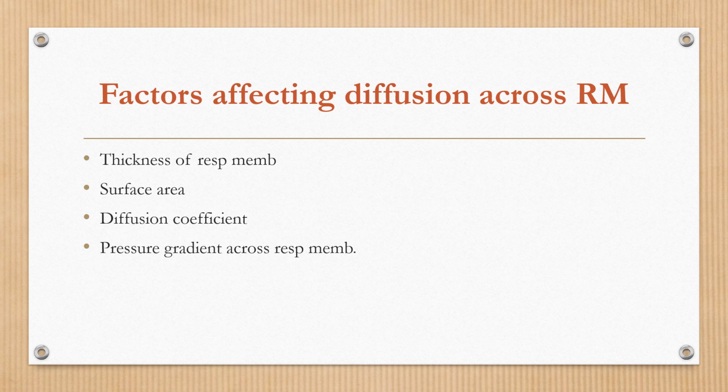So V gas, that is volume of gas, is equal to pressure gradient multiplied by diffusion coefficient and multiplied by surface area, divided by small d, that is thickness of the respiratory membrane. So this is called Fick's law of diffusion. V gas is equal to pressure gradient multiplied by the diffusion coefficient and surface area of the respiratory membrane divided by small d, or thickness of the respiratory membrane, which is nothing but Fick's law of diffusion.